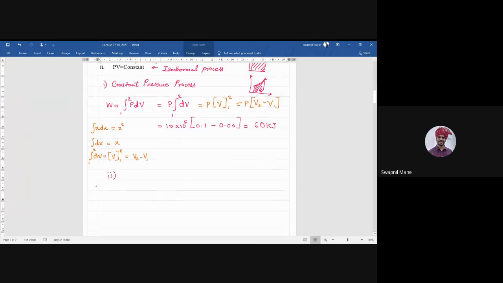Second is PV is equal to constant. This process. So we will have P is equal to C by V. Right? So W is equal to the integral from 1 to 2 of P dV, which is equal to the integral from 1 to 2 of C by V dV. Correct?